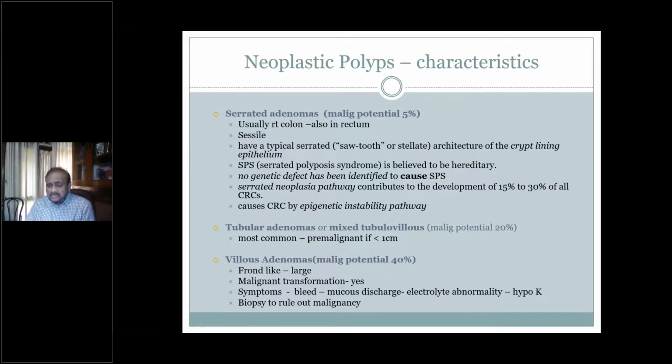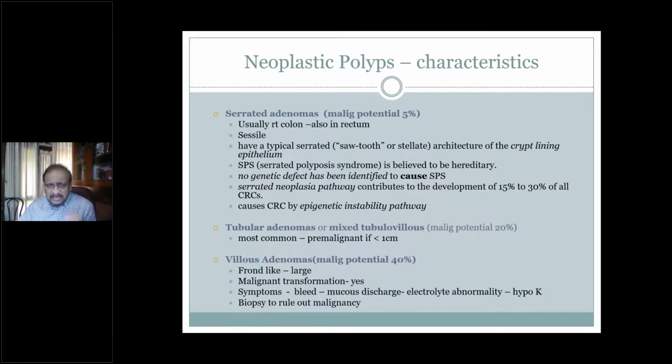And what is this pathway? So that means the rest 70% of the pathway is different from these 30%. And this is basically an epigenetic instability pathway. Now, this is not a genetic pathway. This is an epigenetic instability pathway. Don't worry, we'll talk about that in the next lecture when we talk about the carcinoma of the rectum, right? I'll tell you what the epigenetic instability pathway is all about.